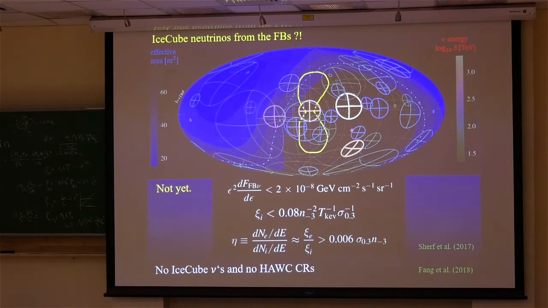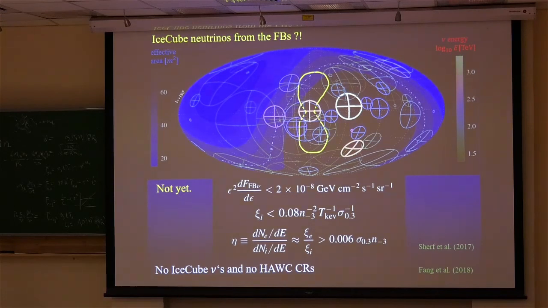We were hoping to see a correlation, so we tested a correlation between these neutrino localizations and the Fermi bubbles, and we couldn't see any. There is no correlation here, nothing significant, so we cannot claim any detection of any neutrino component here.